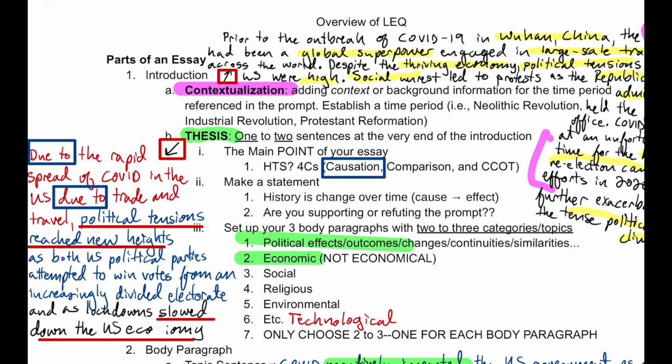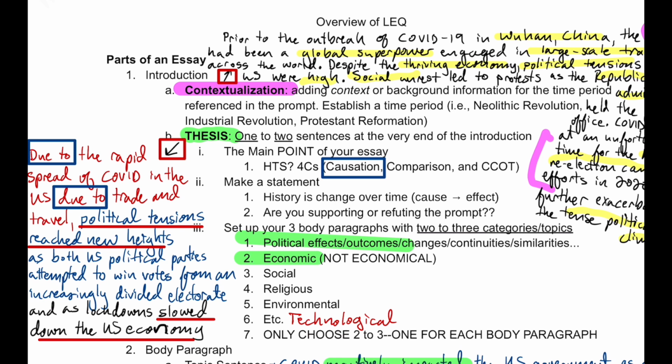So I very clearly have a claim, two claims actually, in my thesis. My first claim is that political tensions increased because of COVID. My second claim is that the economy was slowed down because of COVID lockdowns. So already I'm going to have a political effects paragraph, and I'm going to have an economic effects paragraph.